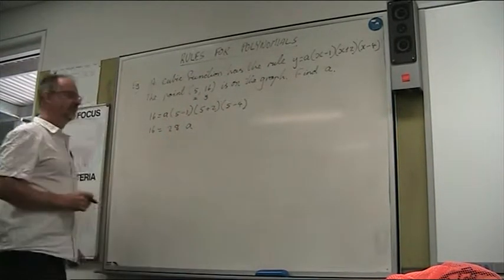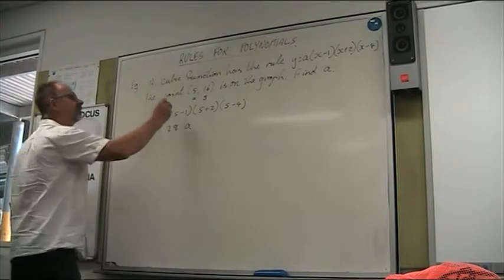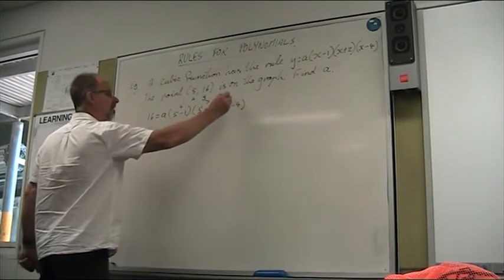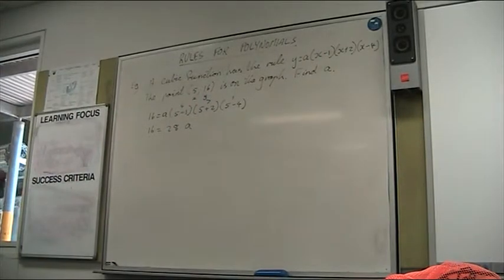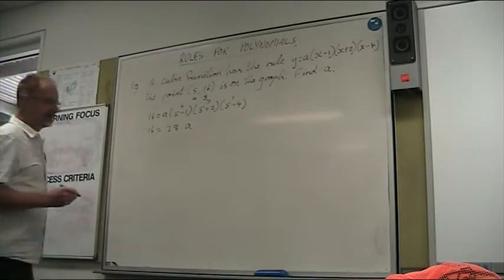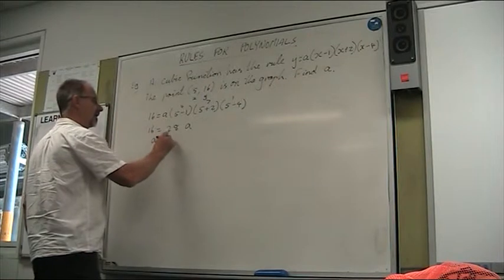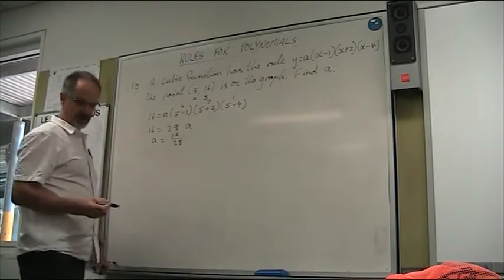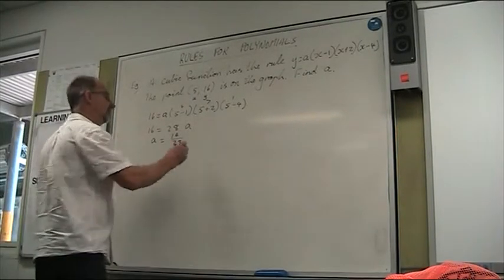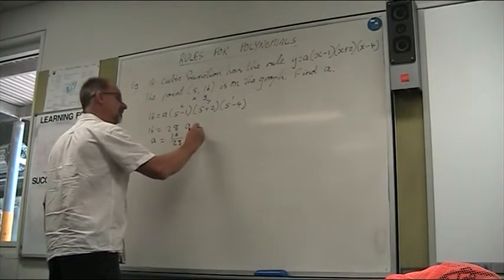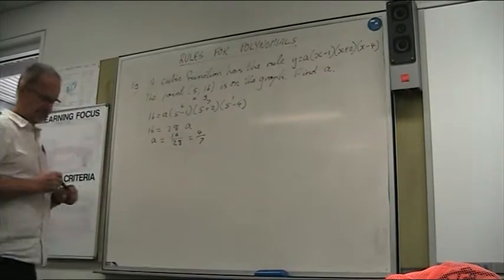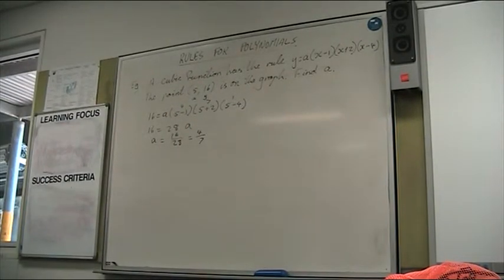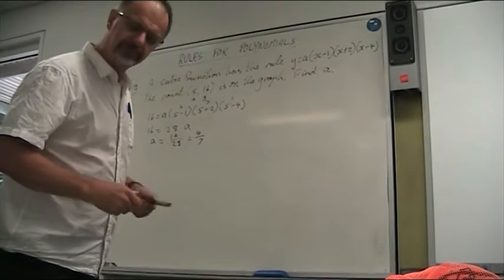5 minus 1 is 4. 7 and 1. 4 sevens are 28. And so then a would be 16 over 28, which of course you can cancel down to 4 sevenths. Alright, so that's one way that we can find the equation of the polynomial.